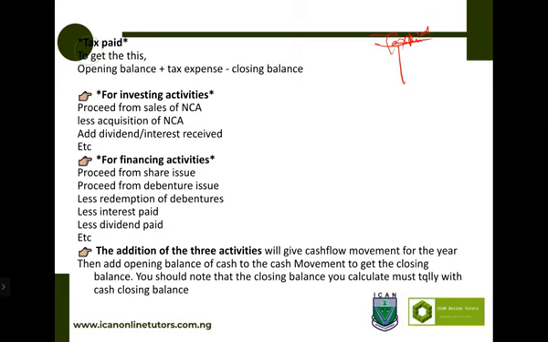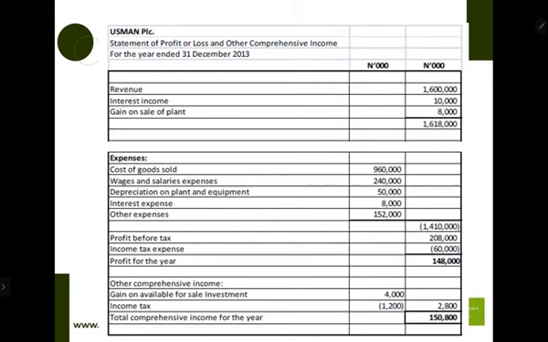For investing activities, you have proceeds from sales of NCA, less acquisition of NCA, then add dividend or interest received. But for the finance cost, you have purchase or sales of shares, purchase or sales of the venture, redemption related, interest rate, you are paying it out. Also, we still need to look at how the funds are actually moving.